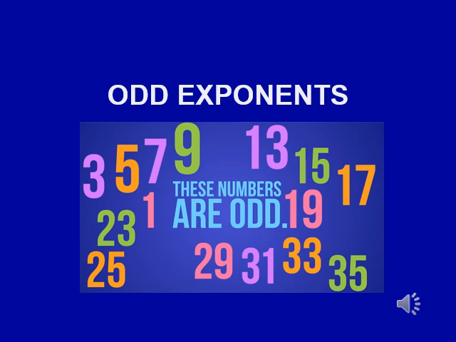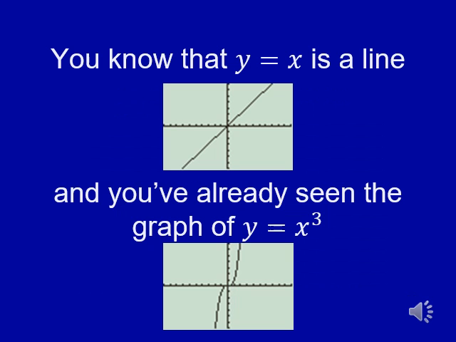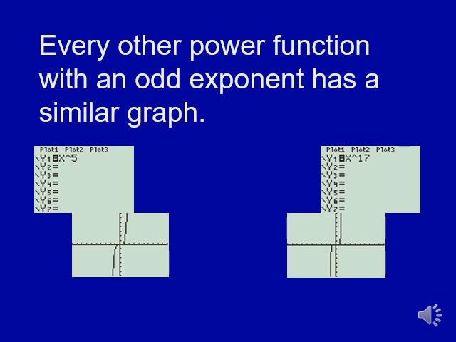I also want to talk about what happens with odd exponents because basically it's the same thing, but it's a variation on the x cubed graph. We've looked at the graphs of y equals x and also the graphs of y equals x to the third, and you probably know that both of those go through the origin and they go from the third quadrant up to the first quadrant. Well, it turns out that every other odd power function is going to be very similar.